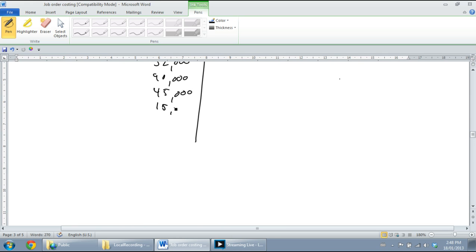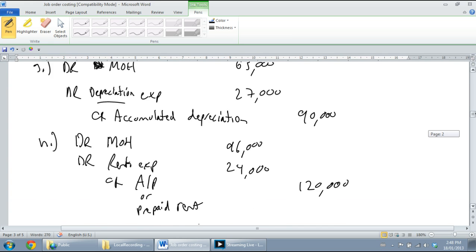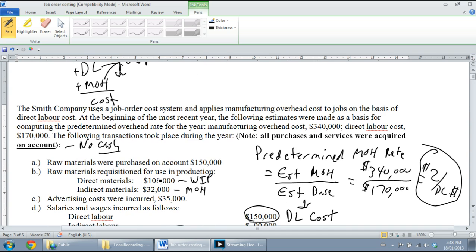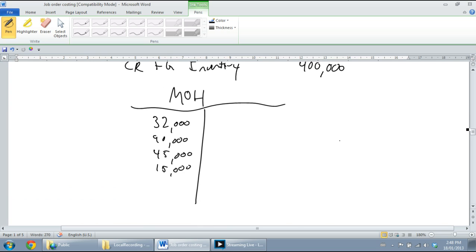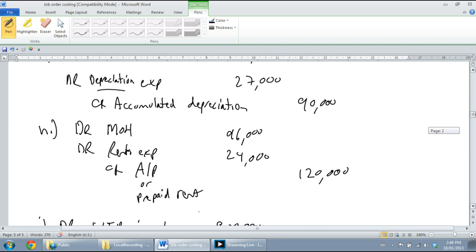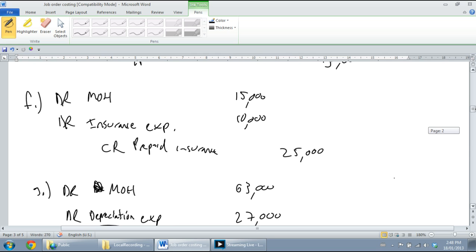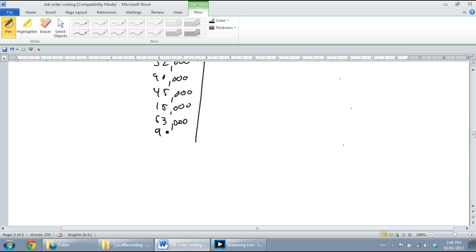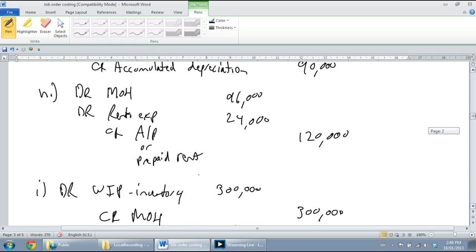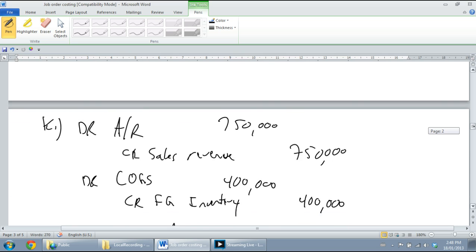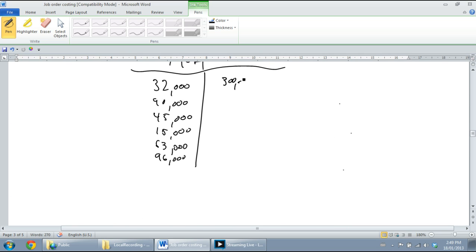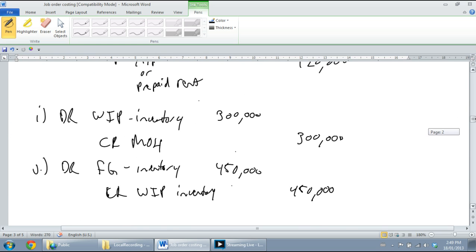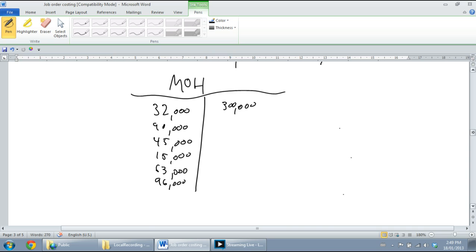Let's debit overhead 15,000. G, debit overhead 63. Okay, we'll debit overhead 63,000 bucks. Oh no, we did F and G. Sorry, debit overhead 63. H, debit overhead 96. Debit overhead 96,000. And that's it. I, credit overhead 300,000. And in J, no. And K, no. No overhead. Okay, so that's all of my overheads.